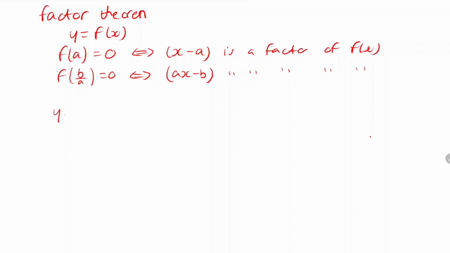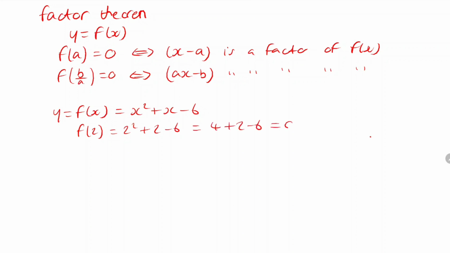So let's say, for example, we have a function y equals f of x, which is equal to, let's keep it as a quadratic for now, x squared plus x minus 6. If I wanted to find a factor of this quadratic function, I could substitute values for x in and see if I can make 0. I've made this one easy. So, for example, if you find f of 2, you end up with 2 squared plus 2 minus 6, which gives us 4 plus 2 minus 6, which obviously equals 0. So what that means is, for this function, x minus 2 is a factor.